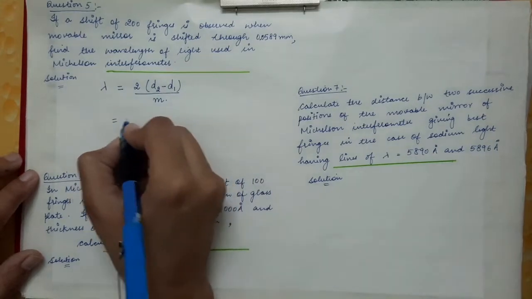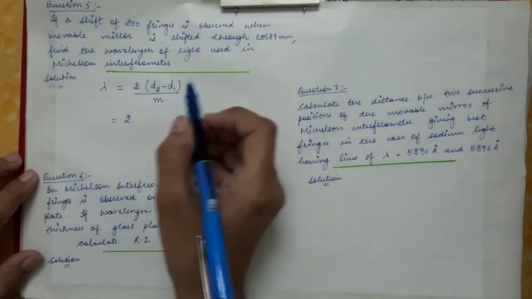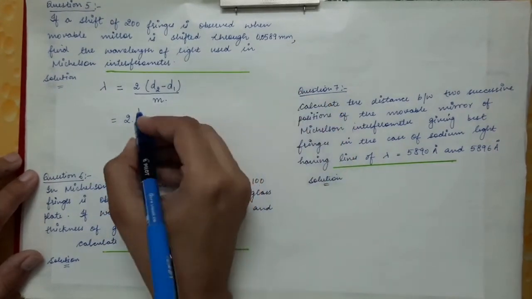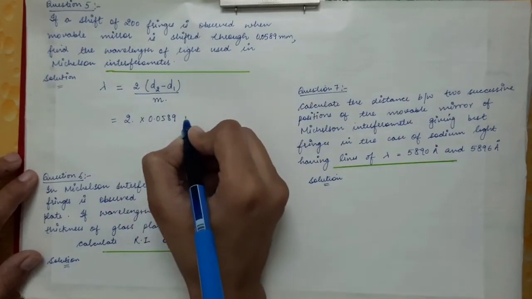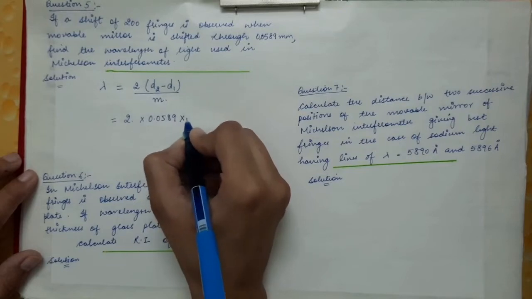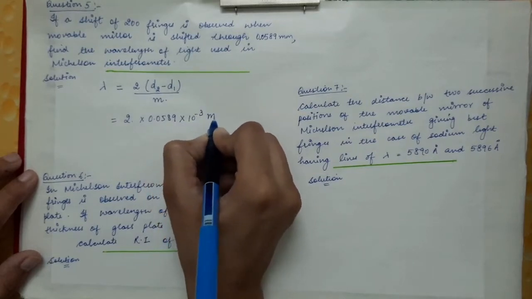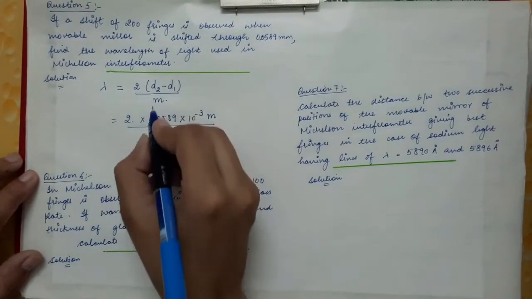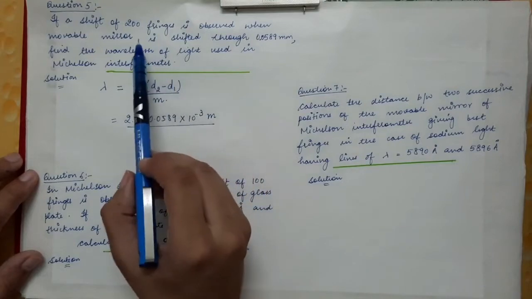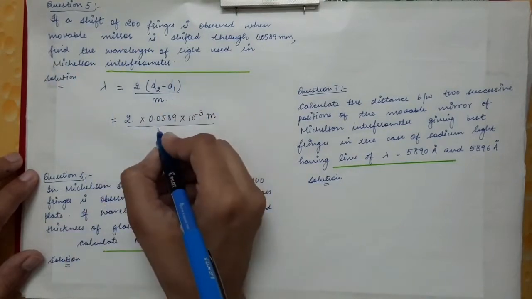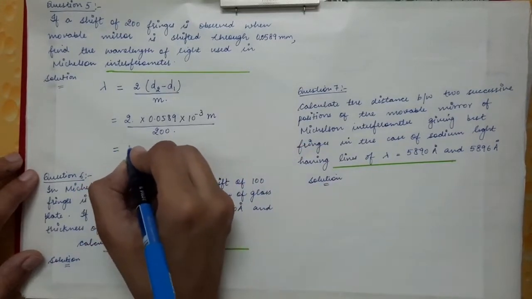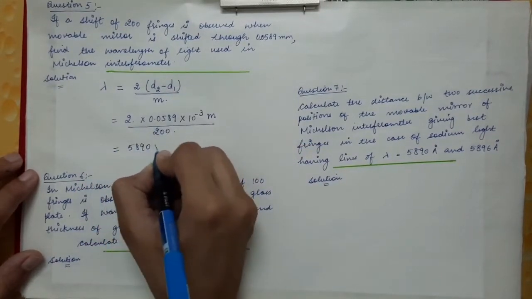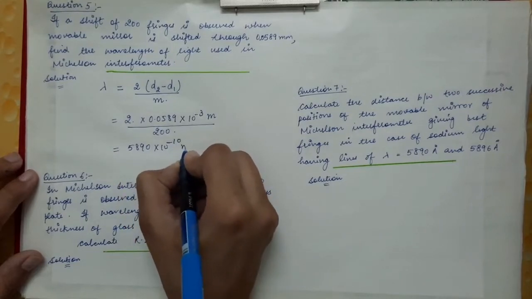So lambda will be equal to twice of d2 minus d1, which is directly given as 0.0589 millimeters. So we will convert it into meters. It will be into 10 power minus 3 meters, divided by the number of fringes that have been shifted, which is equal to 200. So divide by 200. It will be equal to 5890 into 10 power minus 10 meters.